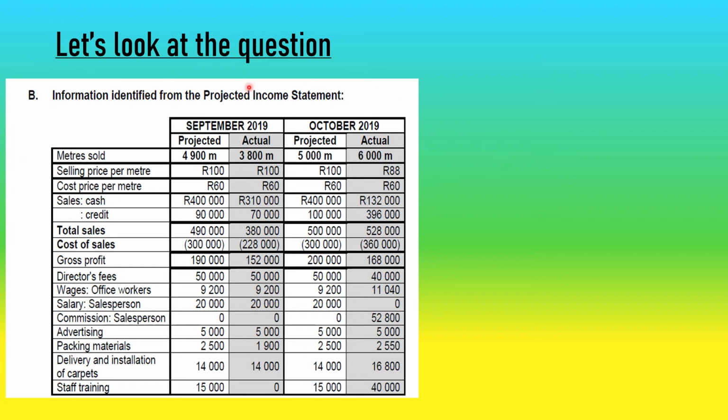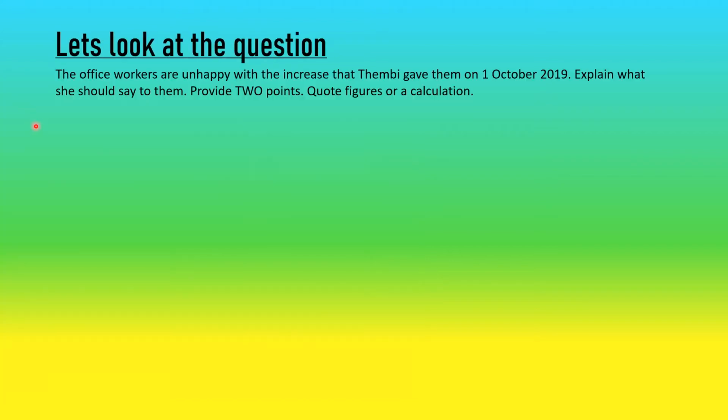So here we have a scenario regarding our projected income statement for the month. It's based on the same question we had before. Let us now start looking at the questions. So, in this question it says the office workers are unhappy with the increase that Tembi gave them on the 1st of October. Explain what she should say to them and provide 2 points, quote figures or a calculation. So always remember when you're doing a theory question, even if they don't tell you to quote figures or a calculation, it is for your benefit that you do that. Rather put the figures or the calculation and get an extra mark for it than not putting anything and losing a mark.